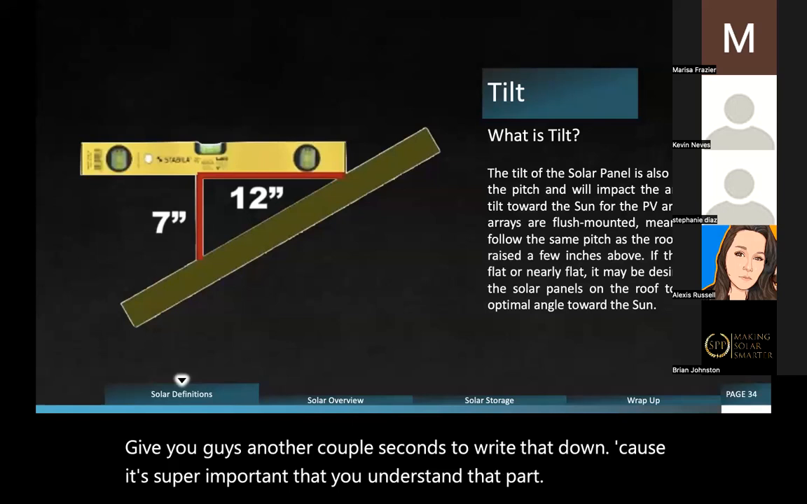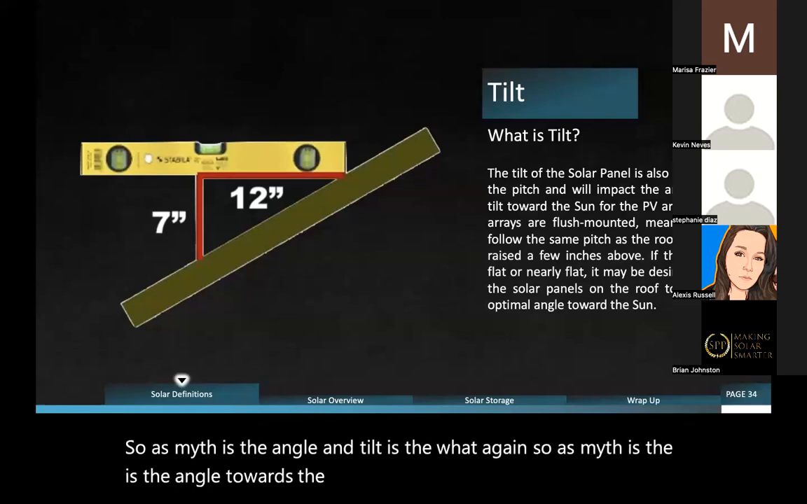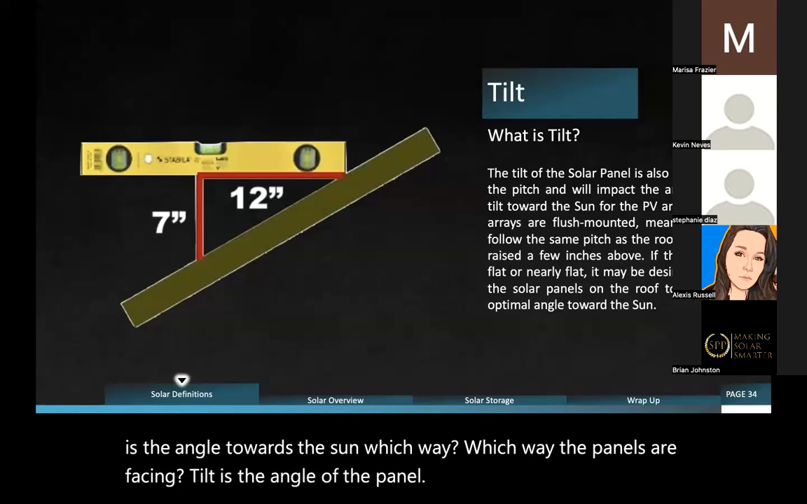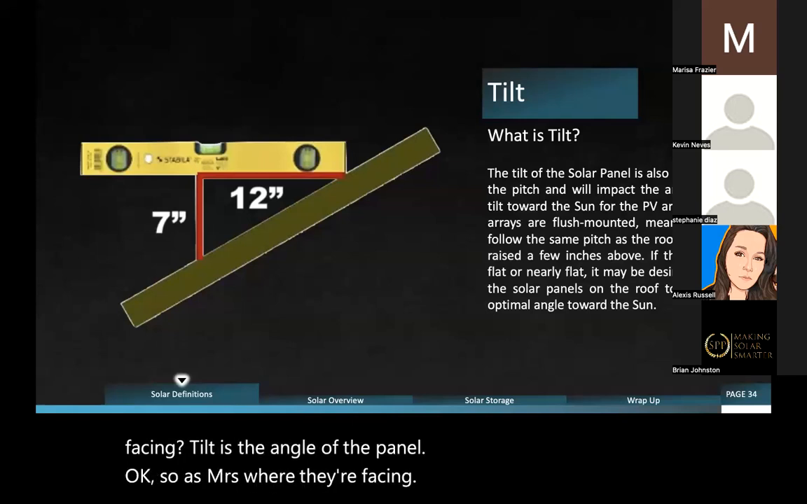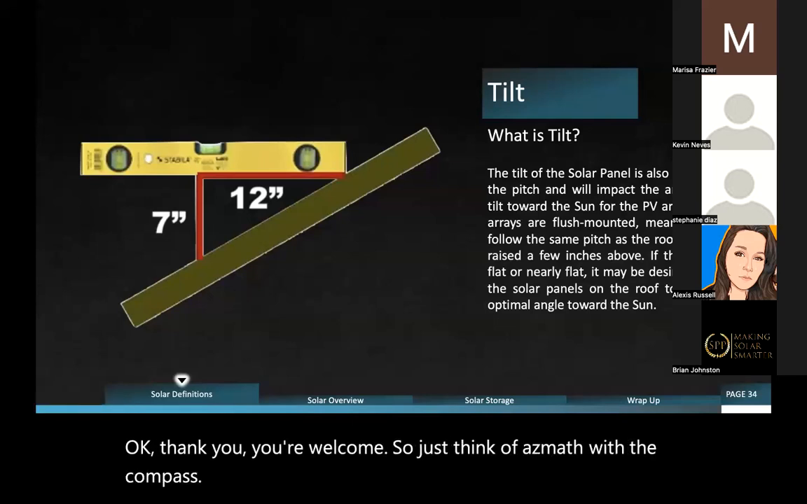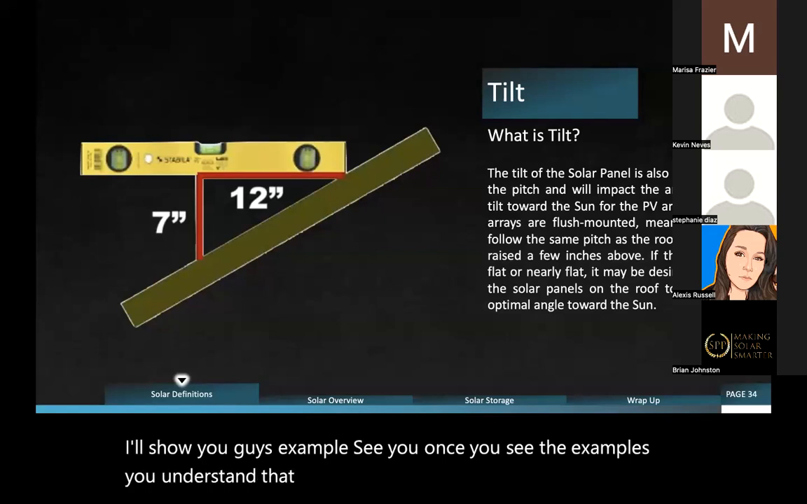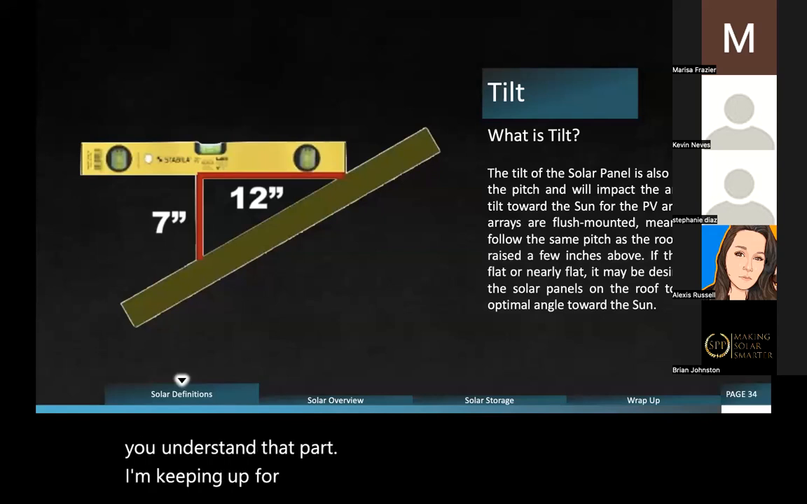Chris, azimuth is the angle and tilt is what again? So azimuth is the angle towards the sun, like which way the panels are facing. Tilt is the angle of the panel. Okay, so azimuth is where they're facing, and tilt is the angle of the panel itself. Okay, thank you. You're welcome. So just think of azimuth with the compass. And then tilt, I'll show you guys examples, so once you see the examples, you'll understand that part. Okay, and keep it up for another 5 seconds.